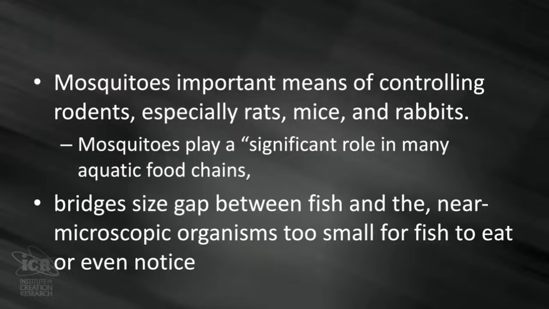Okay, mosquitoes are also important, which surprises me. When I was doing research for this book, I hadn't read a great deal about mosquitoes. It's not one of my main interests, but I found they help control rodents, especially rats, mice, and rabbits, and play a significant role in many aquatic food chains. In other words, they are a meal for many, many animals. And they bridge the gap between the fish and the near microscopic organisms. So they're kind of in between size-wise.